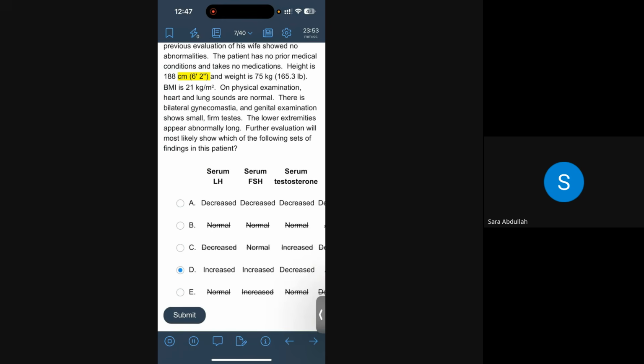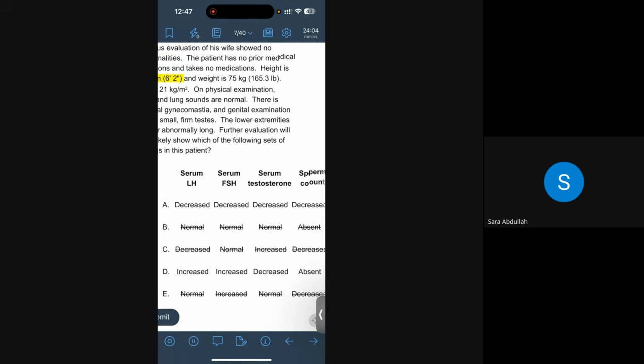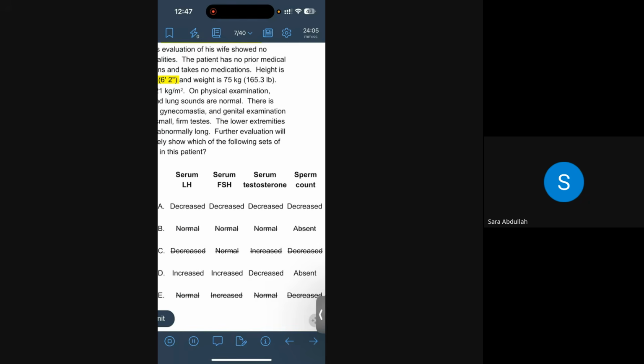Because the pituitary is normal, there is no issue with the pituitary. The issue is with the testes. That's why testosterone is not being produced, and that's why the sperm count is 0. A normal response to a low testosterone level is increased LH and FSH. Inhibin is low, so FSH is also high.